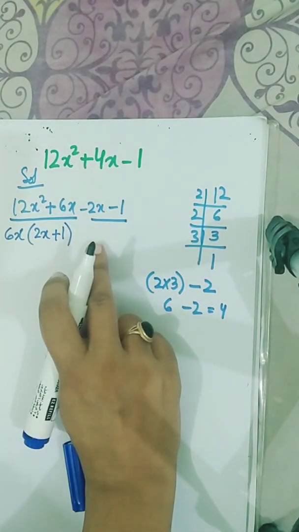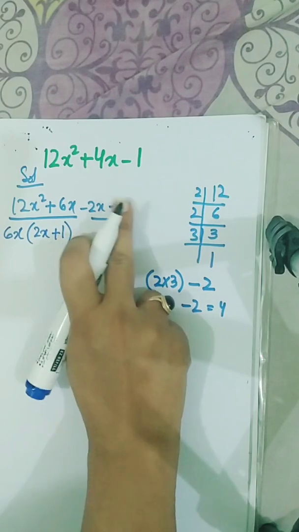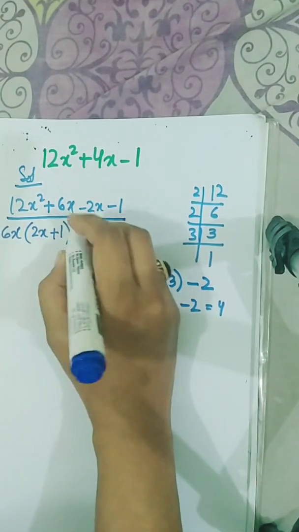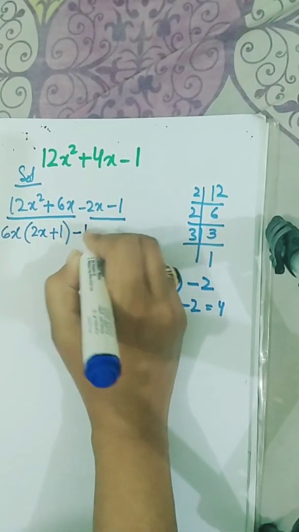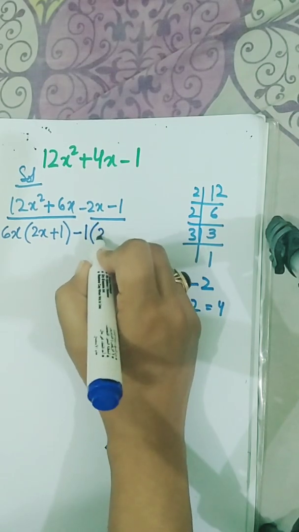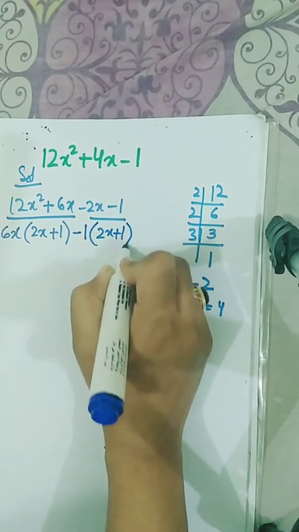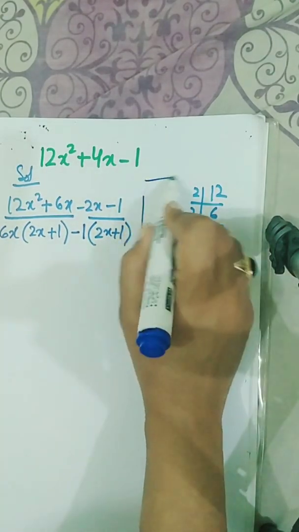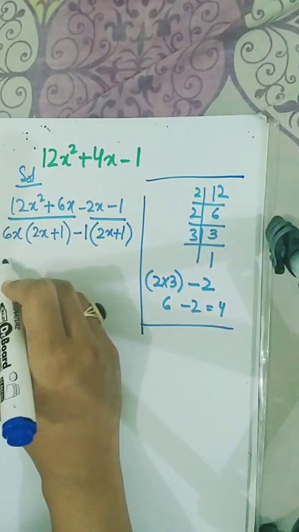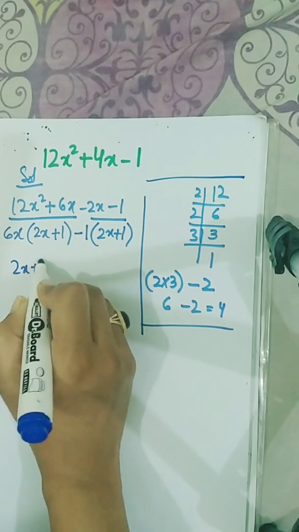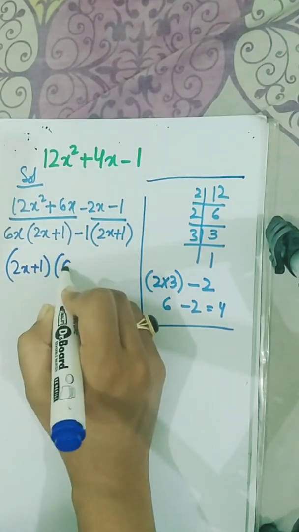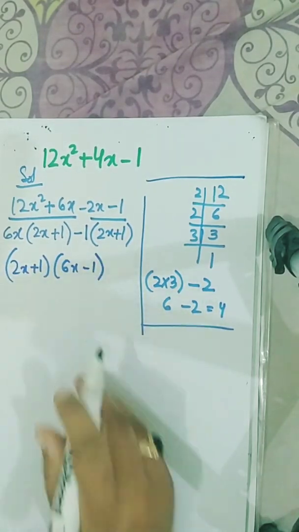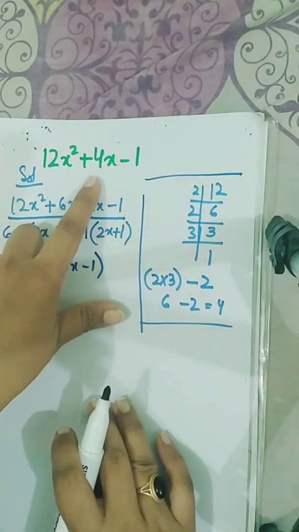Again there is the same situation. We cannot take any number common from these two terms, so I can take minus 1 as a common factor, and 2x plus 1 is left inside the bracket. Alright, this is our rough work. So 2x plus 1 and 6x minus 1 are the factors of the given trinomial.